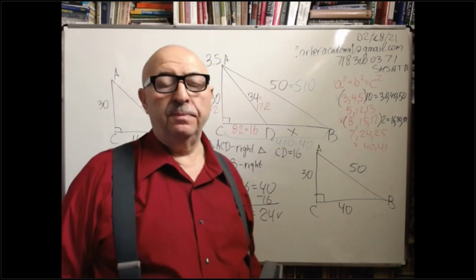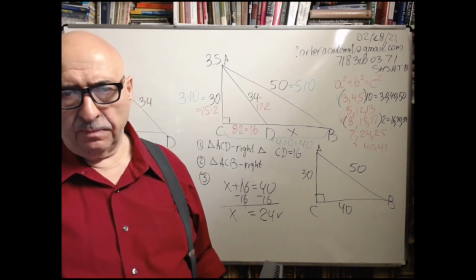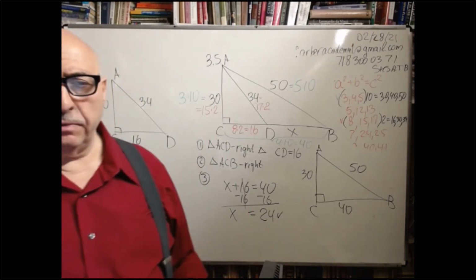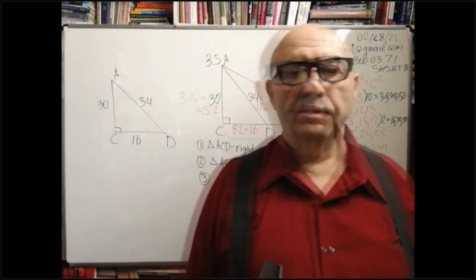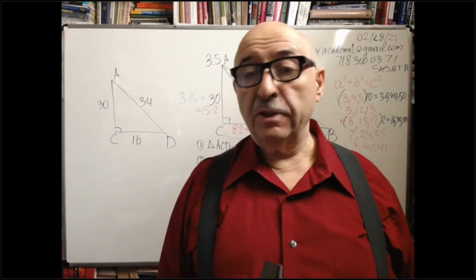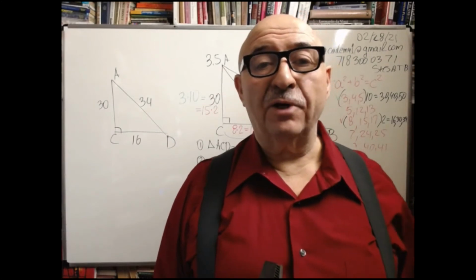Yes. What if one of the numbers in the triangle weren't divisible? What do you mean not divisible? Use the Pythagorean theorem and take the square root of this. Okay, thank you. Welcome.